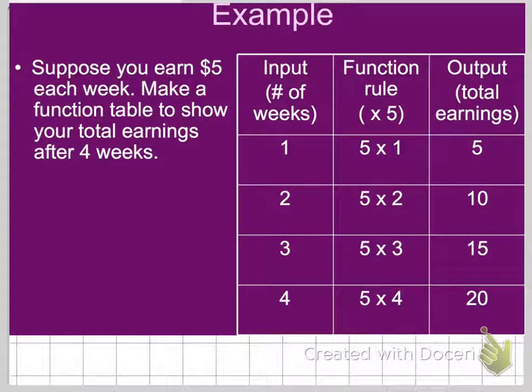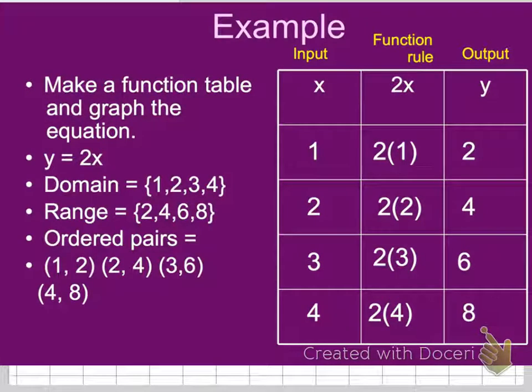So here's an example. It says, suppose you earn $5 a week. Make a function table to show your total earnings after 4 weeks. So your input is the number of weeks, and here's your function rule or your rule, and then here's your output. So the first week you have $5 per week, so your total earnings is 5. Same thing, 2 weeks, your rule is times 5, so you're multiplying each week by 5. Okay, that's one example.